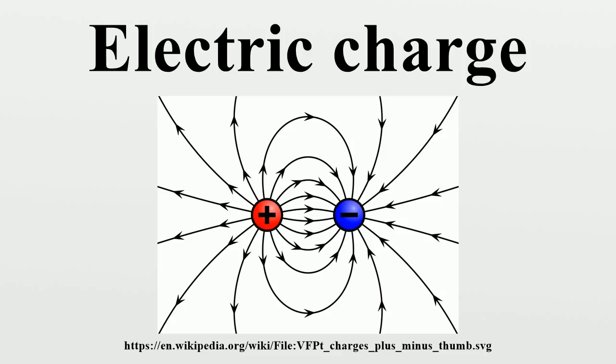In systems of units other than SI such as CGS, electric charge is expressed as a combination of only three fundamental quantities such as length, mass and time, and not four as in SI, where electric charge is a combination of length, mass, time and electric current.